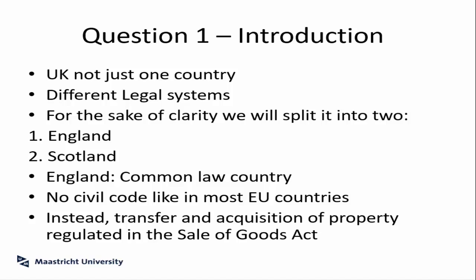For the sake of clarity, and because we're not going to have that much time in a 10-minute video to explain all of the different legal systems and how they work and their intricacies, we're just going to choose 2 of them. So the English legal system and the Scottish one, which are the most different. Without further ado, England is a common law country. It doesn't have a civil code like most continental European countries. Instead, it deals with its transfer and acquisition of property in its Sale of Goods Act.